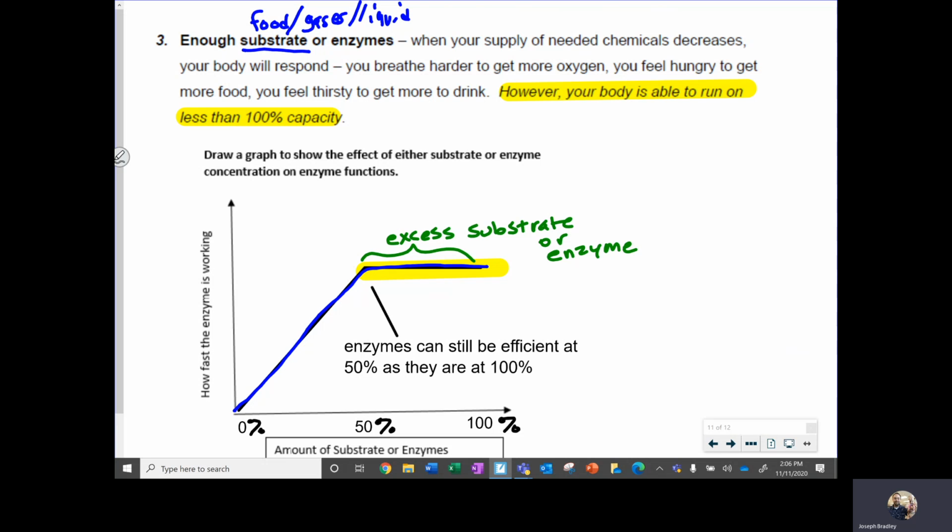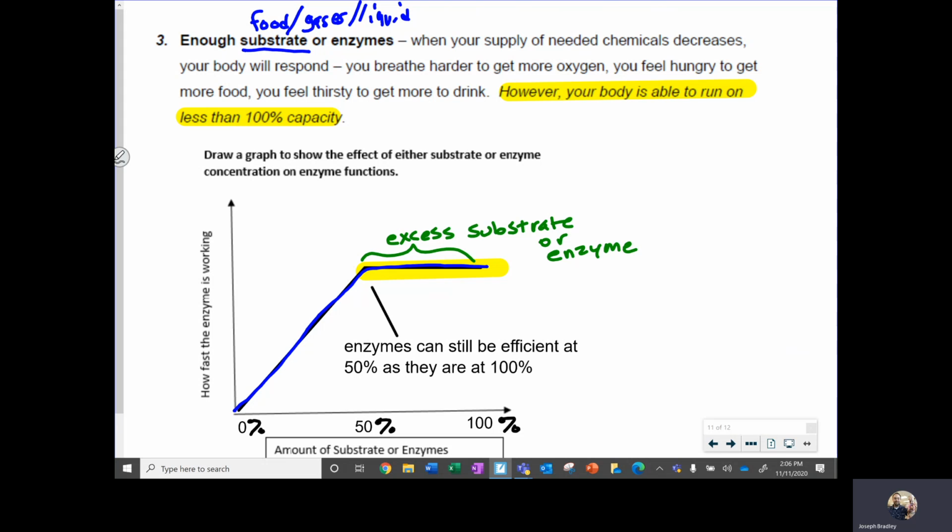Your enzymes, same deal. Your enzymes need to be at the optimal level. Your enzymes get made by your body in some cases. And one of the things that happens is some people have a lot of enzymes, and we say that they have high metabolism, and some people have low amounts of enzymes at the natural level. We say they have low metabolism. So their body needs more fuel to keep working, and some people need less fuel to keep working.